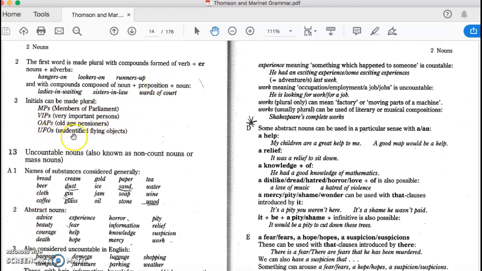I hope you can read more in the book. You can find it again on your Blackboard website. I hope this has been useful.